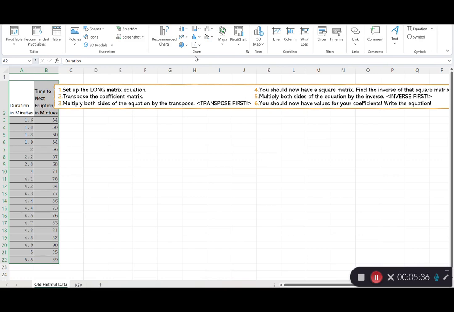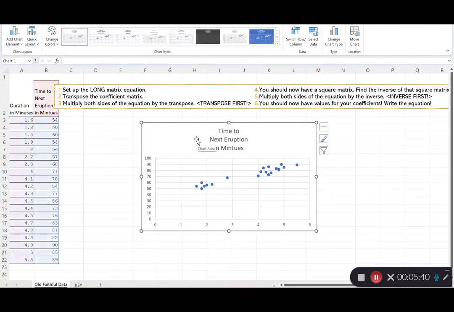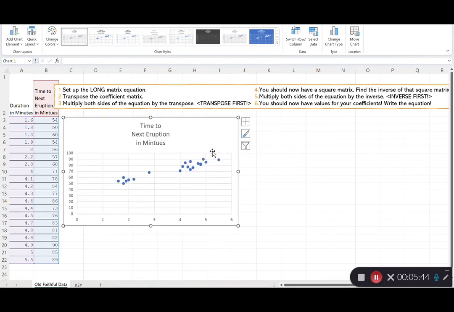So I'm going to insert a chart, a scatter plot. Okay. So we could do some different things, different kinds of polynomials, but it looks actually pretty linear. And given the context of the Old Faithful eruptions, the x values are how long the eruption lasts, and the y values are the time until the next eruption.